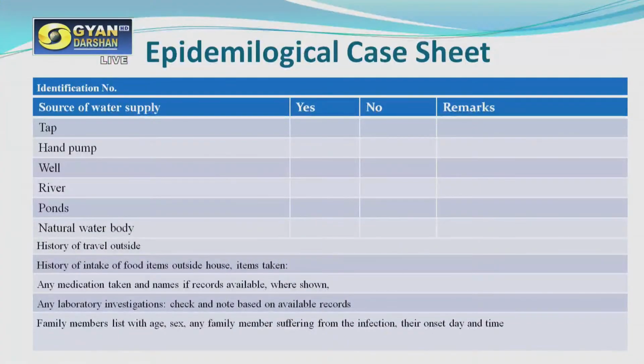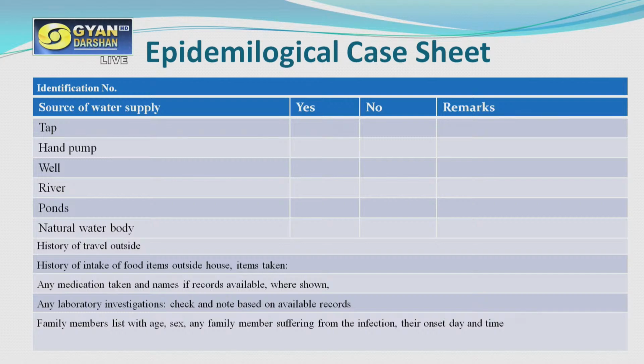Then family members: how many family members are there of that patient, list with the age, and of those family members, who are suffering from any infection of a similar nature, their onset, day and time. So you will collect this information using the epidemiological case sheet, so that it is easy for you to take a large amount of information in a short period of time.